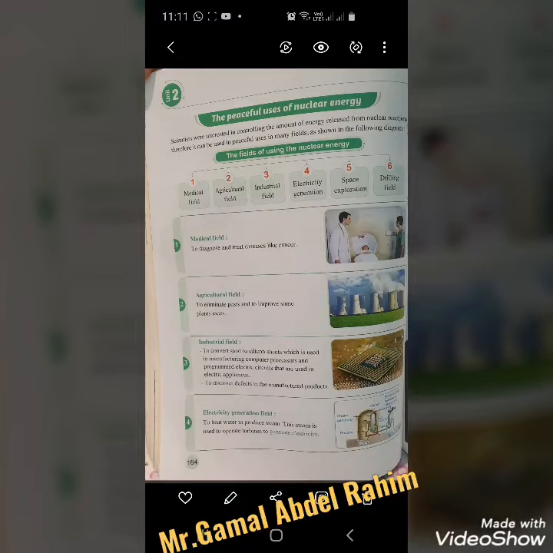Medical field, in the beginning: nuclear energy can be used to diagnose and treat diseases like cancer. In the agricultural field, to eliminate pests, to destroy agricultural pests, maybe worms or insects, we can destroy them by radioactivity. And improve some plant races.